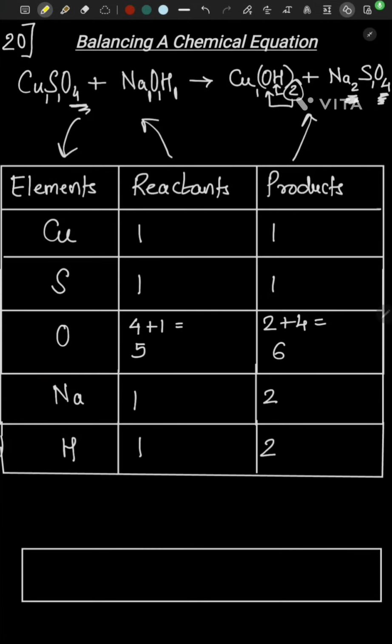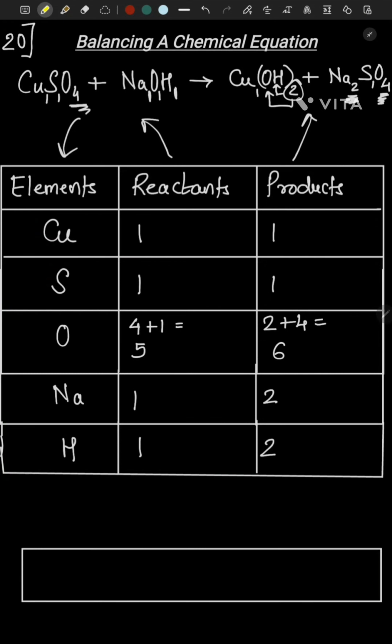Let's tally. If we see copper, on both the sides copper is same, balanced. Sulfur is also seen to be balanced, but oxygen is not, and even hydrogen is not. So how are we going to balance this with the previous and the older method?